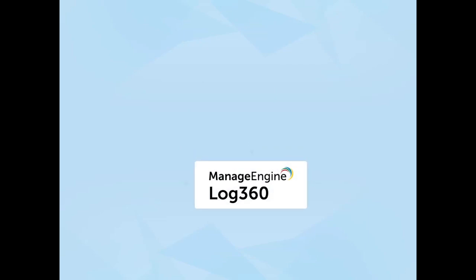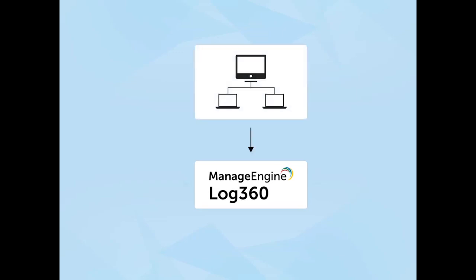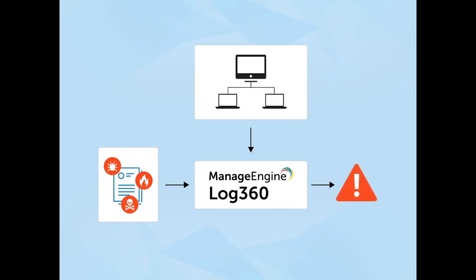Your best bet is a SIEM solution like Log360. SIEM solutions are built to monitor your network and secure it from internal and external attacks. They offer threat management features that process the latest information from reliable threat feeds and send you relevant threat alerts based on your network activity. Let's look at some examples.